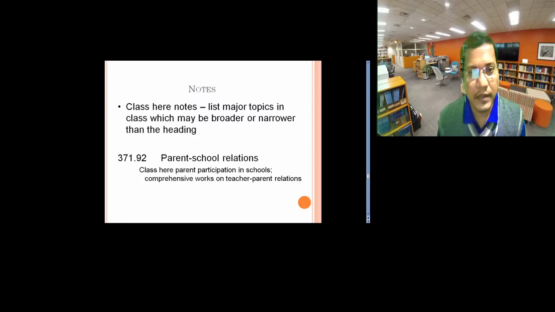Class here note lists major topics in the class, which may be broader or narrower than the heading. For example, 371.92 Parent-school relations. Class here parent participation in school, comprehensive works on teacher-parent relationships. So the class here note is another important aspect of DDC.